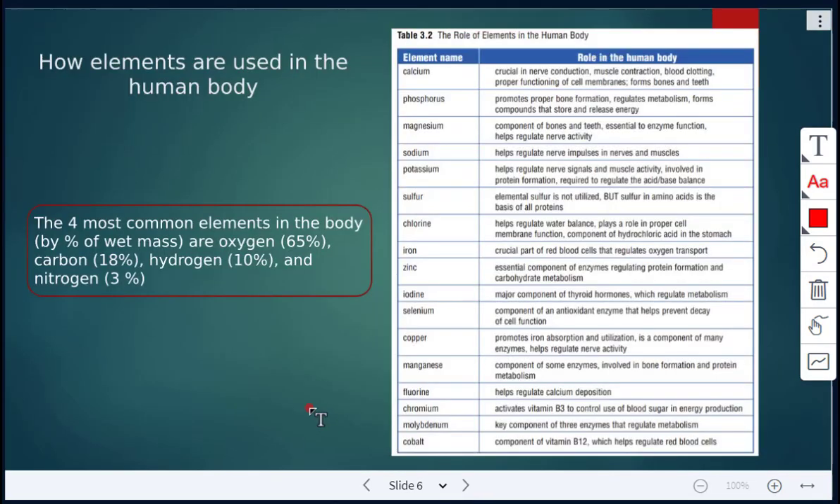Okay, so next we are looking at elements, how elements are used in the body. So this table is the one I was talking about. This one is the one in the textbook on page 180, the role of elements in the body. So here are a list of some elements and then the roles in the human body. So I'm not going to go through the whole chart, but there will be some questions, so just refer to this chart when you need to. The four most common elements in the body by percent of wet mass are oxygen, which is 65%, carbon 18%, hydrogen 10%, and then nitrogen 3%.